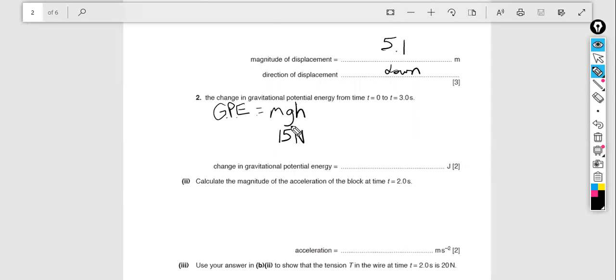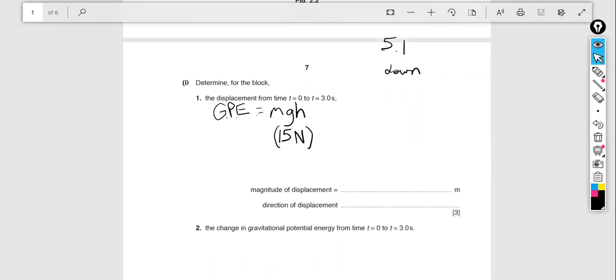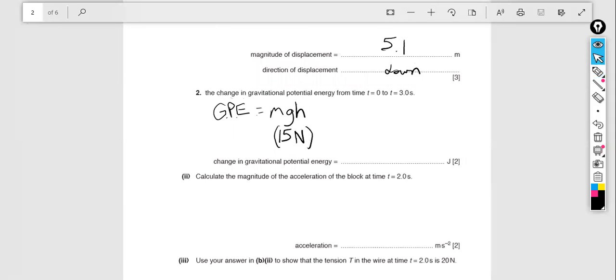Okay. And so it is kind of hidden within there that you have to connect the idea that mg is weight, and they give us the weight of the block. And they tell us up here that we are determining this for the block, right? For the block, not necessarily the drone, but just for the block. So we know the weight of the block is 15 newtons.